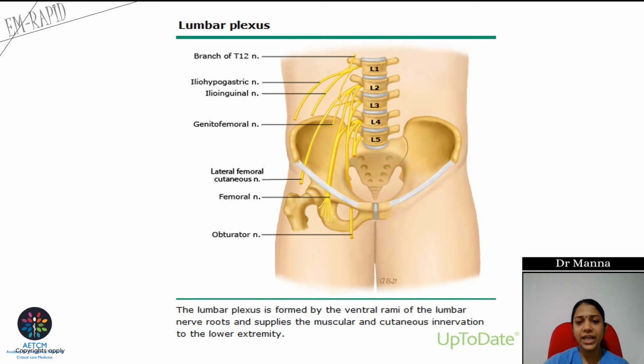So we can see the inguinal ligament here. We can see the obturator nerve, which is the most medial one, the femoral nerve, which is somewhat in the middle, and the lateral cutaneous nerve, which we can see lateral. So we will be anesthetizing the lateral part so that the entire plane will get anesthetized.